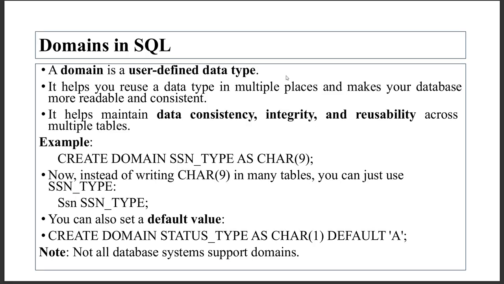Now in SQL, a domain is a user-defined data type. It helps you reuse the data type in multiple places and makes your database more readable and consistent. It also helps in maintaining data consistency, data integrity, and reusability. Now, create domain SSN type as character of 9. Instead of writing character 9 in many tables, you can just use SSN type. You can also set a default value.